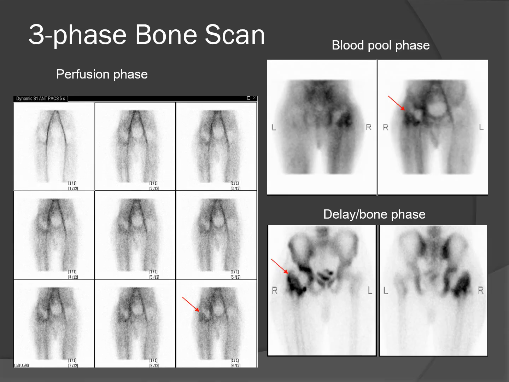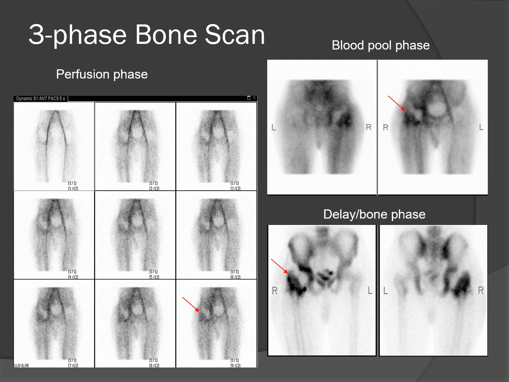And three-phase bone scan to detect osteomyelitis. For the three-phase bone scan, we use the same technetium-99m MDP, methylene diphosphonate, but after we inject the patient with the radiopharmaceutical, we do a perfusion phase, and then later after 5 minutes we do a blood pool phase, and then after 2.5 hours we do a normal bone phase.